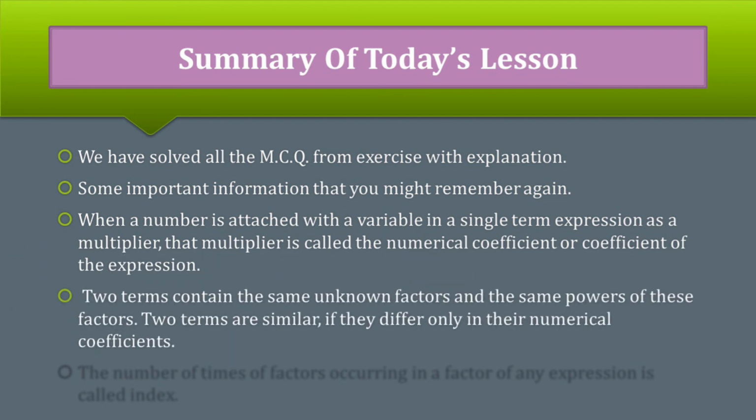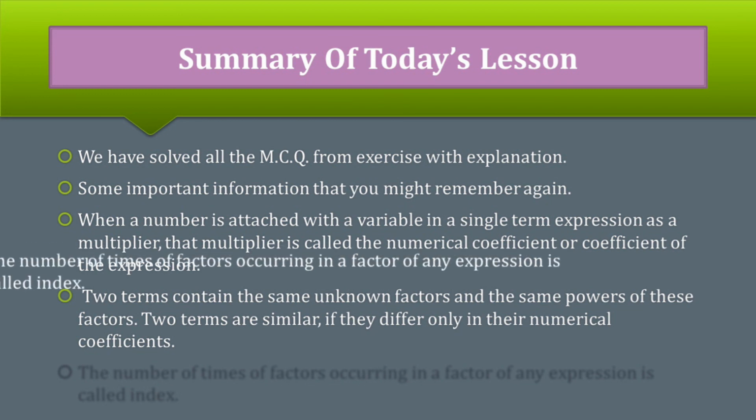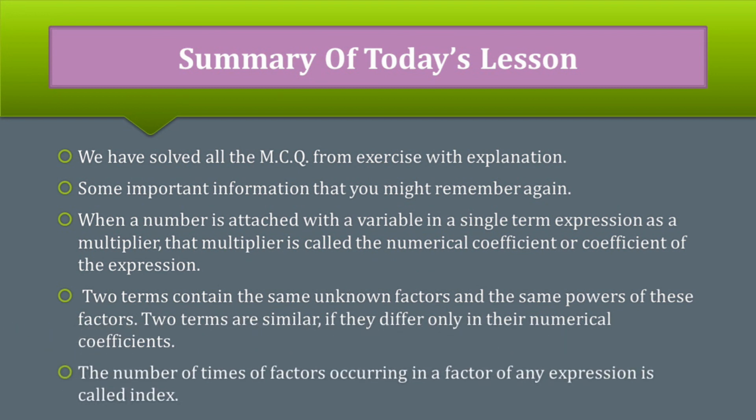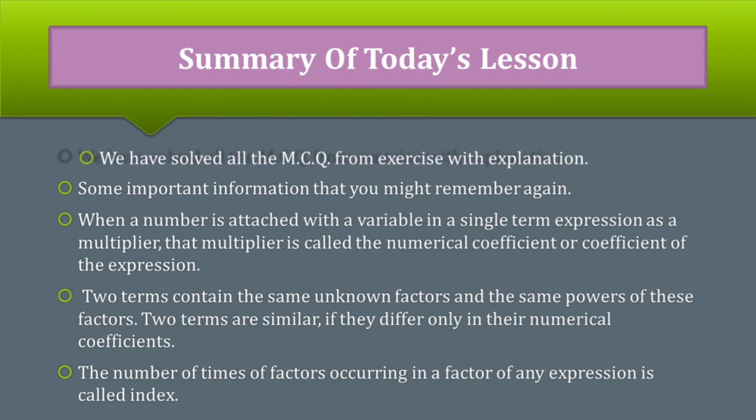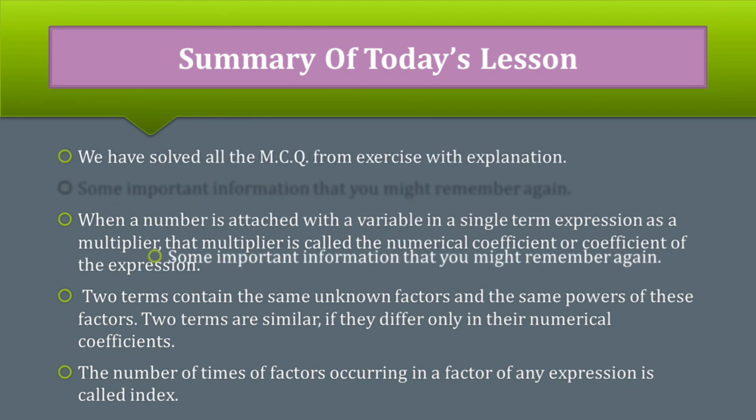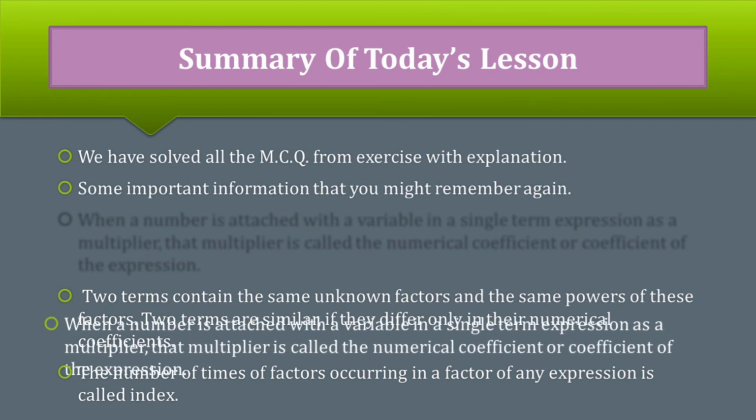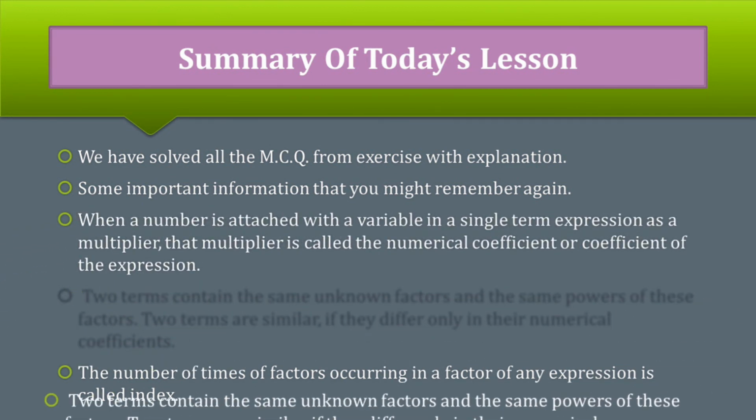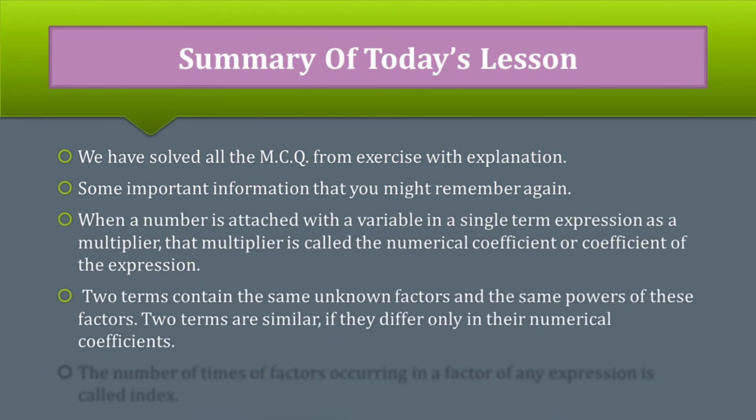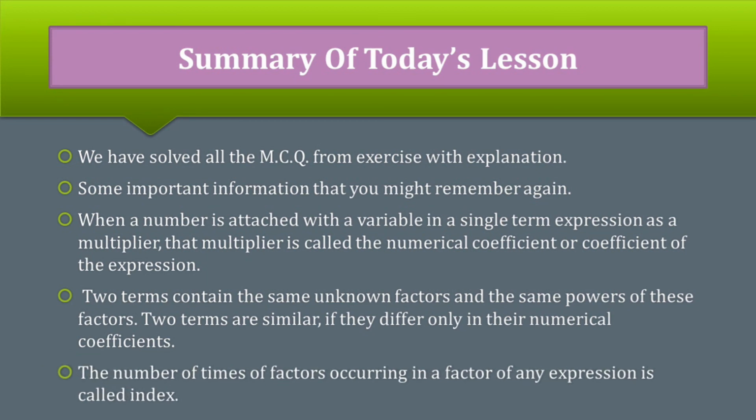Two terms contain the same unknown factors and the same powers of these factors. Two terms are similar if they differ only in their numerical coefficients. The number of times a factor occurs in any expression is called index. So that is the summary, my dear. As you can see, the important definitions of coefficient and similar terms, also with the index.